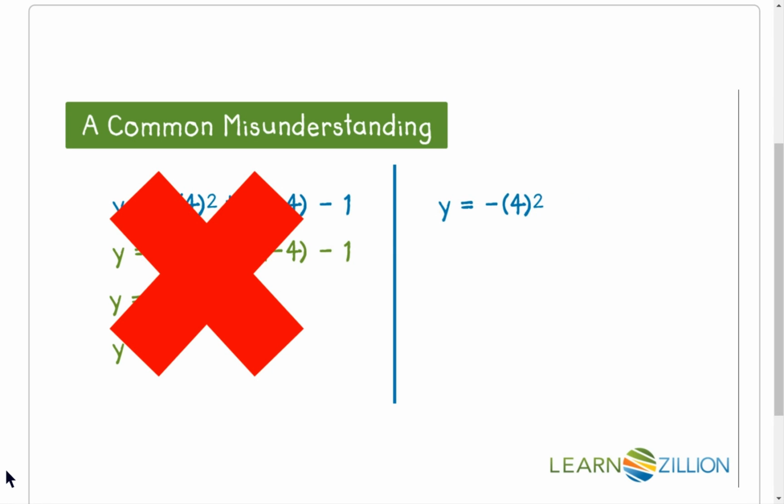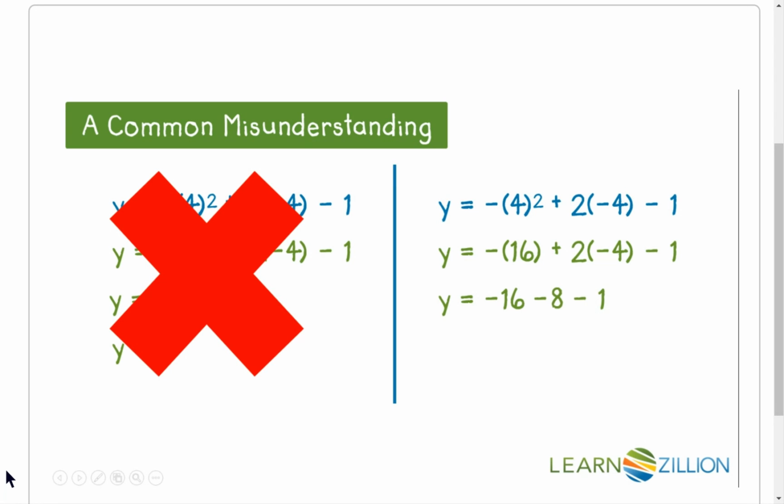The correct way to do this would be that the 4 is substituted in. Do the exponents first. So the negative sign is still outside the parentheses. Square the 4 to get 16. Then write the rest of the problem down. Then you end up with negative 16 minus 8 minus 1, which will give you a y of negative 25. This is the correct procedure using the order of operations.